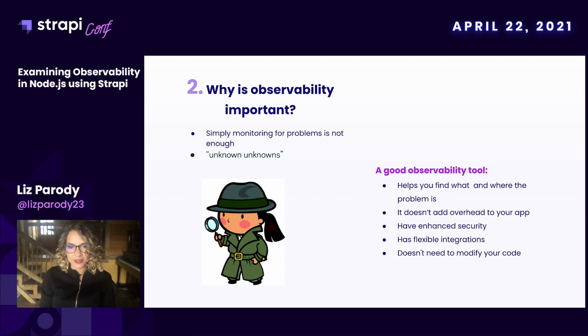A good observability tool helps you find what and where the problem is. It doesn't add overhead to your app. We don't want our app to slow down. Quite the opposite. It has enhanced security. We don't want any data breach. Has flexible integration, and doesn't need to modify your code.